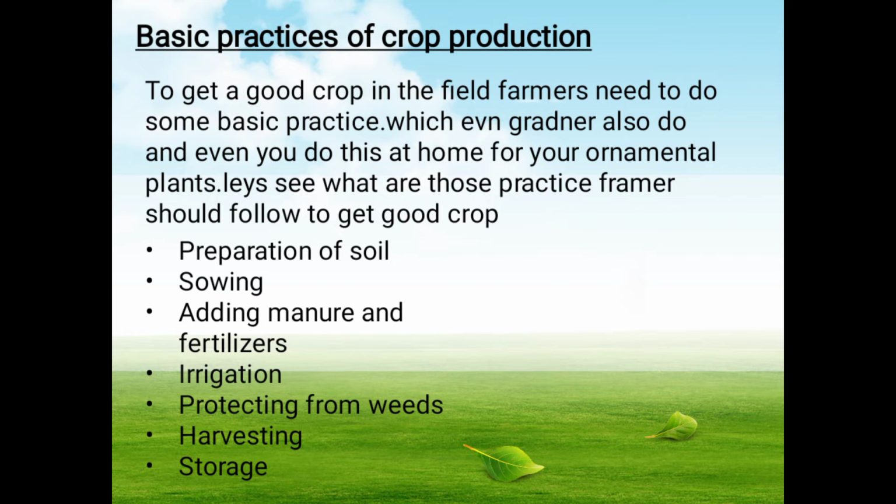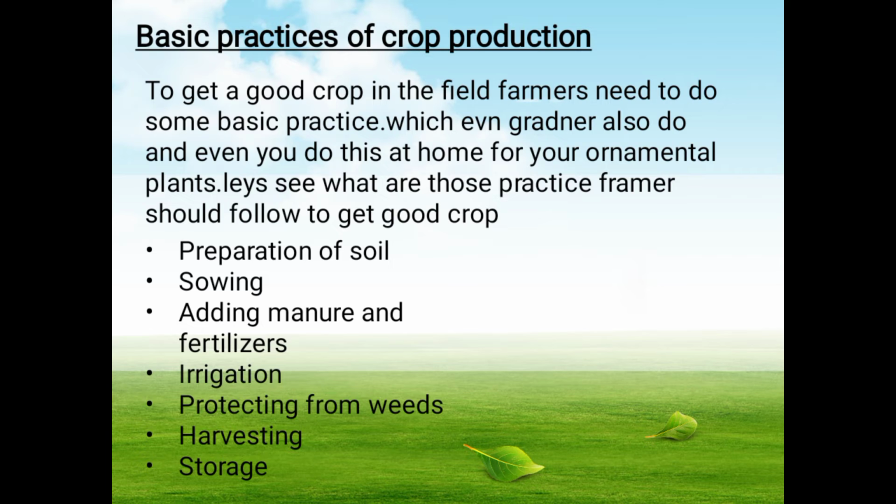Basic practices of crop production. What are the basic practices which a farmer does? To get a good crop in the field, the farmer needs to do some basic practices. Even a gardener does this, and you might do this at home for your ornamental plants, like watering and giving fertilizers. In this way, the farmer has to do some basic practices to get a good yield or a good crop in his field. So what are those?